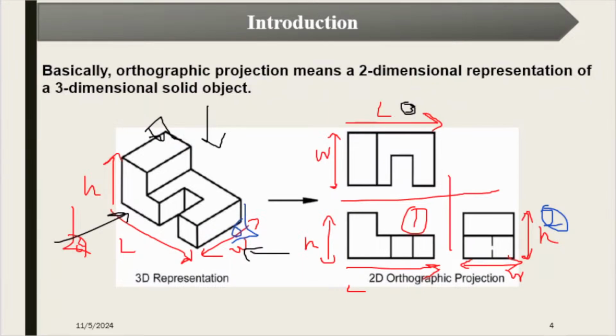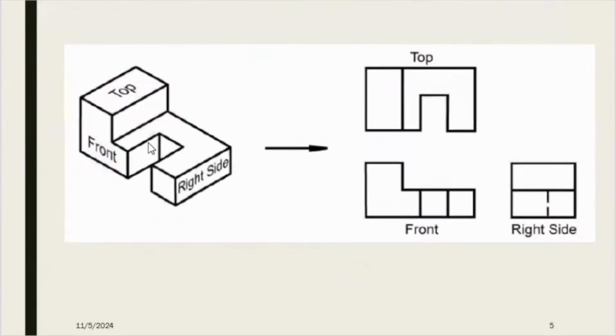Okay, let's continue. So these are the side views, two-dimensional views. So normally, if you look from the left side, it is the front side. Then this is the top and this is the right side. You can name those 3.